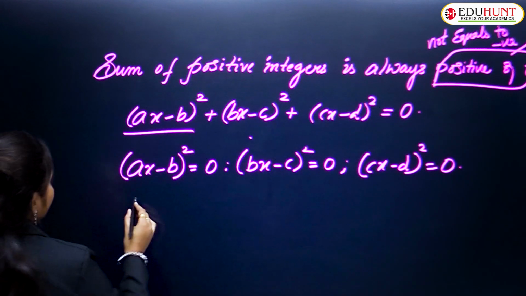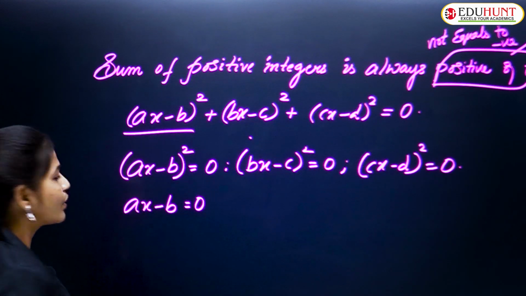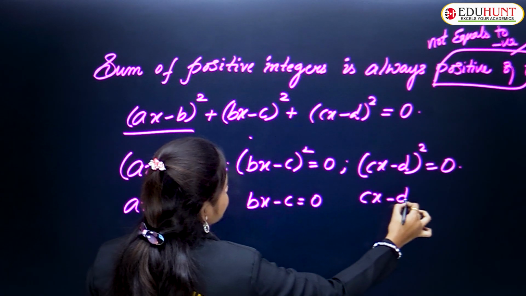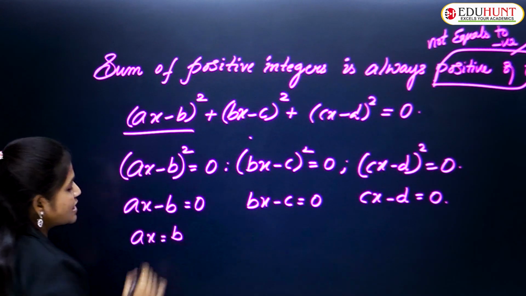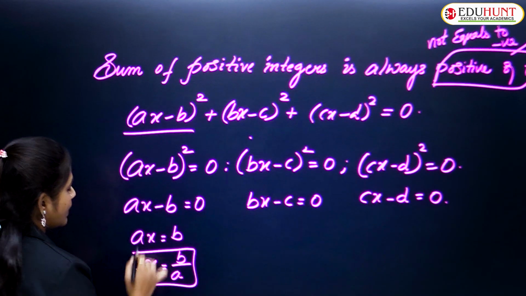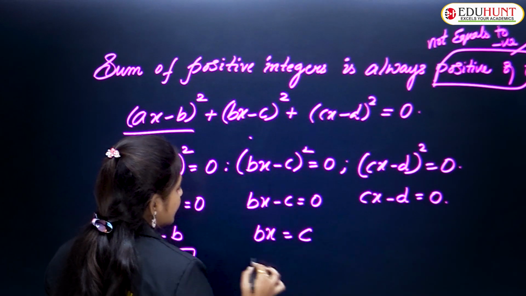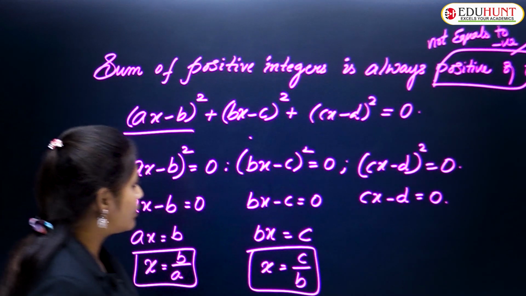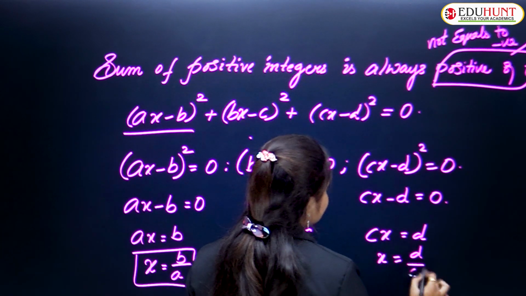Understand? So from this, ax - b is equal to 0, just remove that square. Next bx - c is equal to 0, and cx - d is equal to 0. So here ax is equal to minus b, which becomes plus b. So from this x is equal to b by a. Next bx is equal to c, so x is equal to c by b. Understand? So the last one, cx is equal to d, x is equal to d by c.